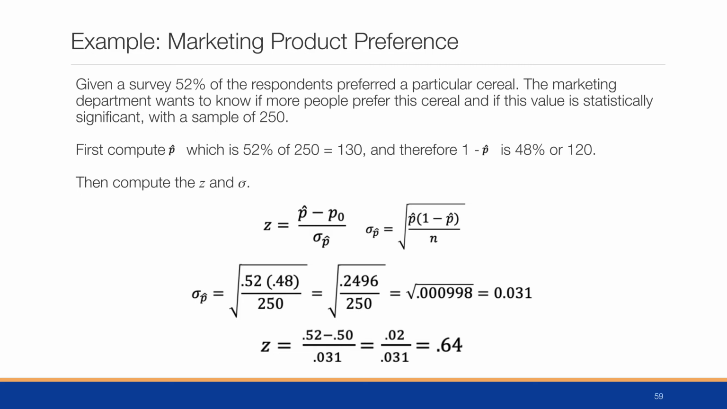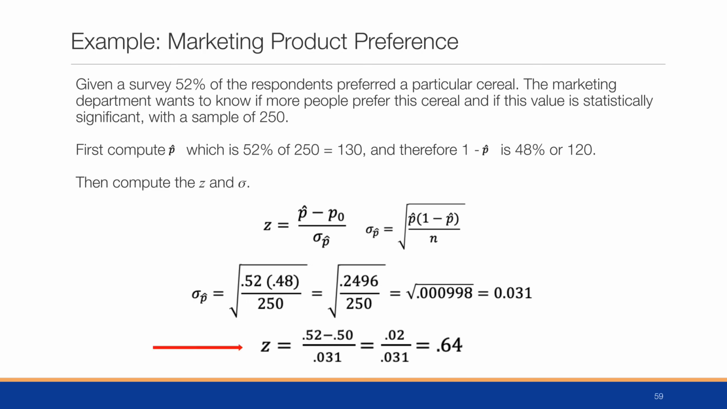Z is p hat minus p naught over sigma of p hat. And we know that sigma of p hat is going to be the formula p hat times 1 minus p hat divided by n, and we take the square root. Taking the square root of 0.52 times 0.48 over 250 is going to be equal to 0.2496 over 250, which is equal to 0.000998. Take the square root and you get 0.031.